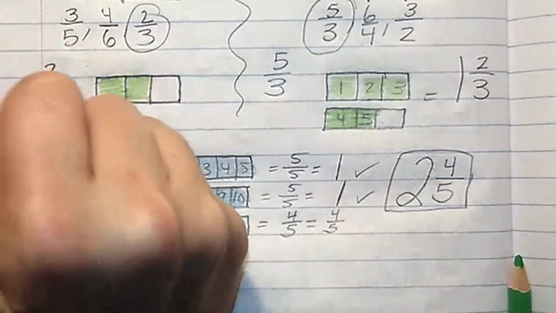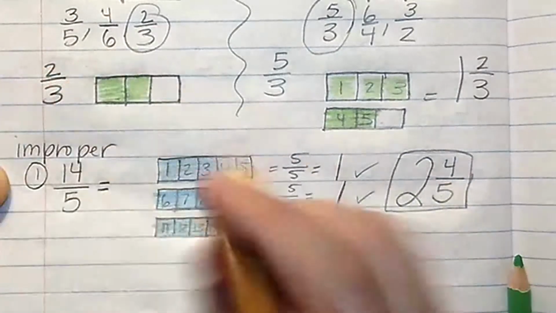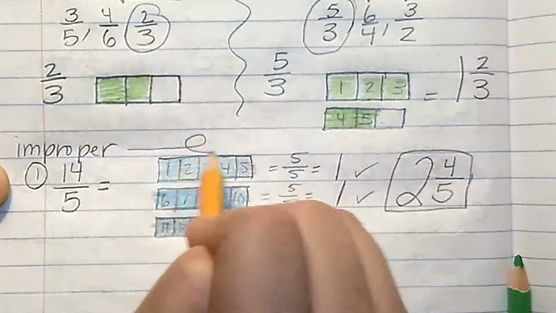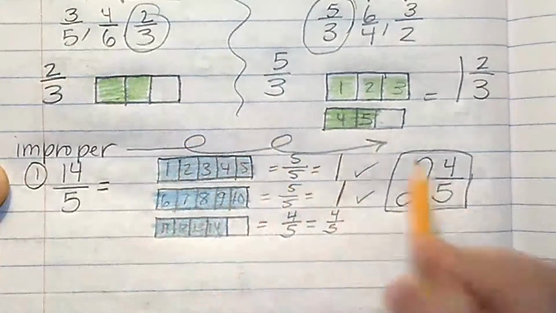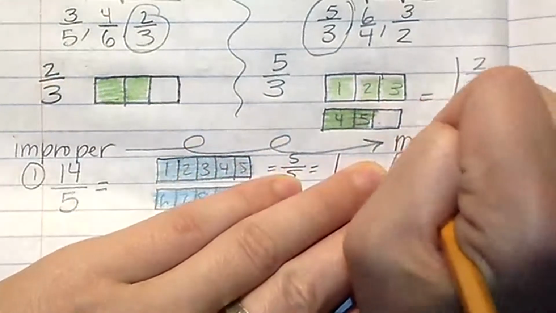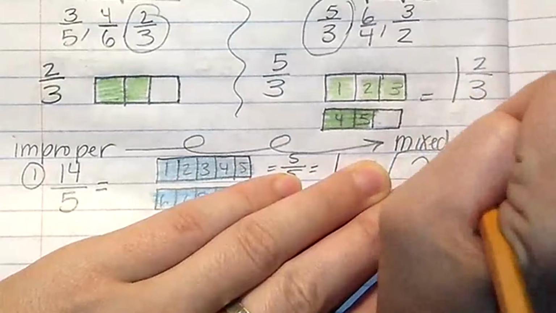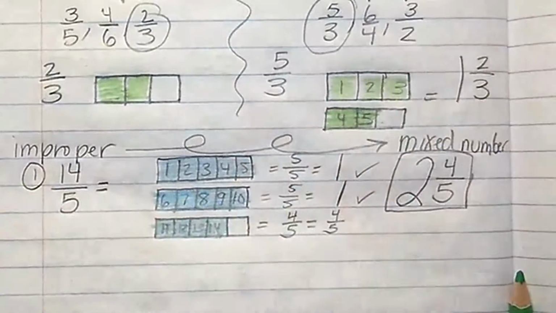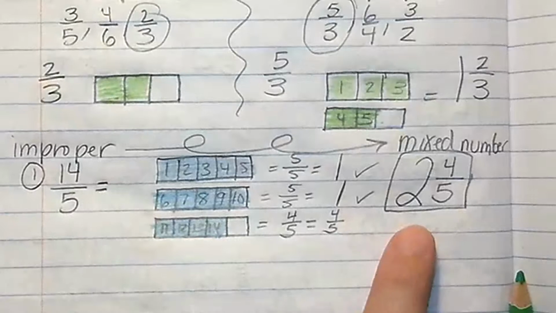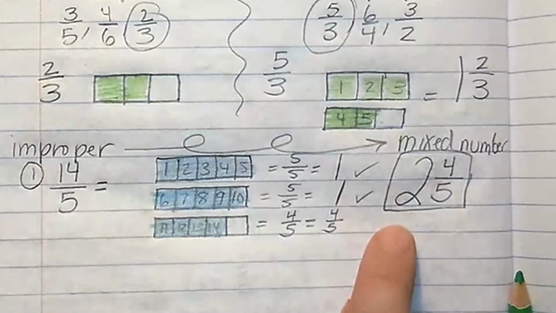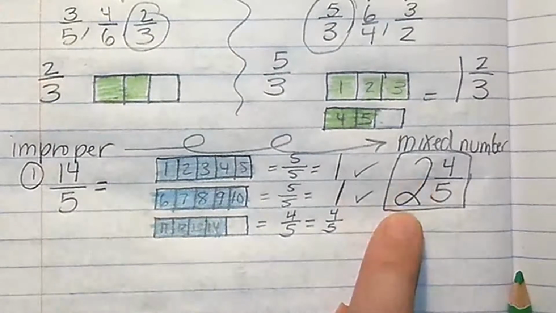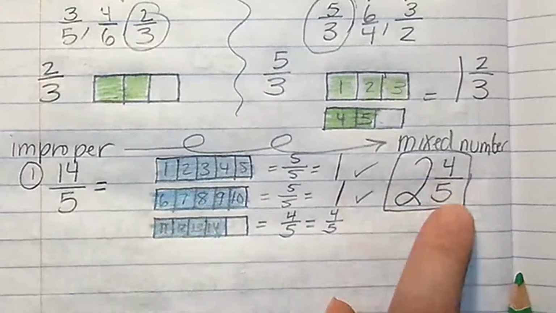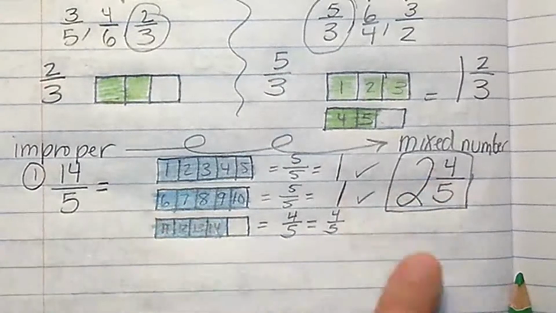So it was improper, and I did all of this work. It's kind of like our function machines, and I came up with a mixed number. We call it a mixed number because we have a large number and a fraction both mixed together. But this is easier to read, isn't it? We know what to picture in our minds if we're talking about 2 chocolate bars and 4/5 of another one. That's perfect.